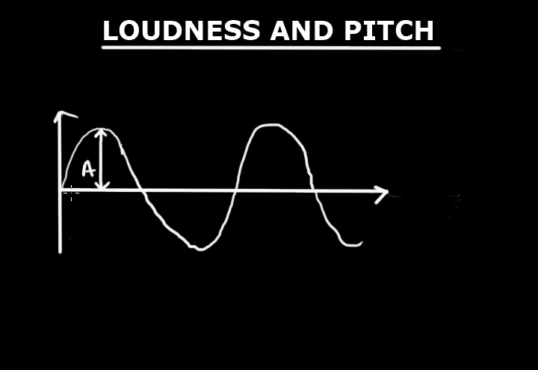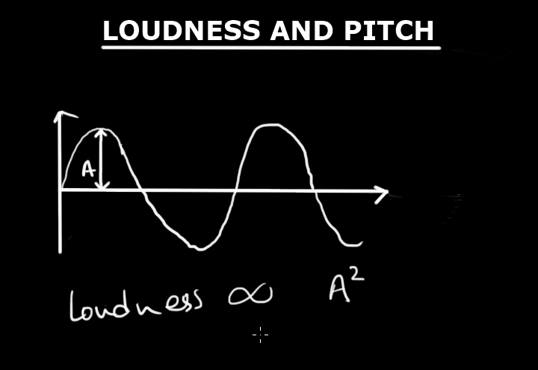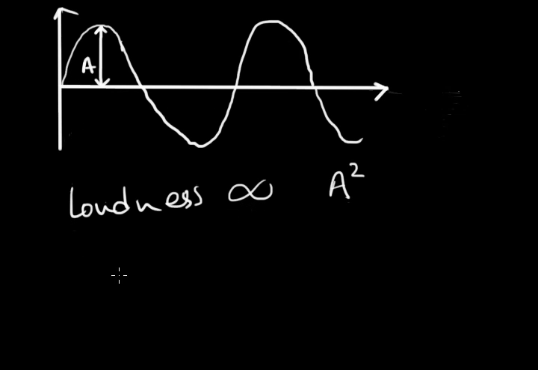The loudness of the sound is directly proportional to the square of the amplitude. Hence, how loud a sound is depends on the amplitude of the sound. This loudness is measured by decibel. So, decibel is the unit of measuring loudness.